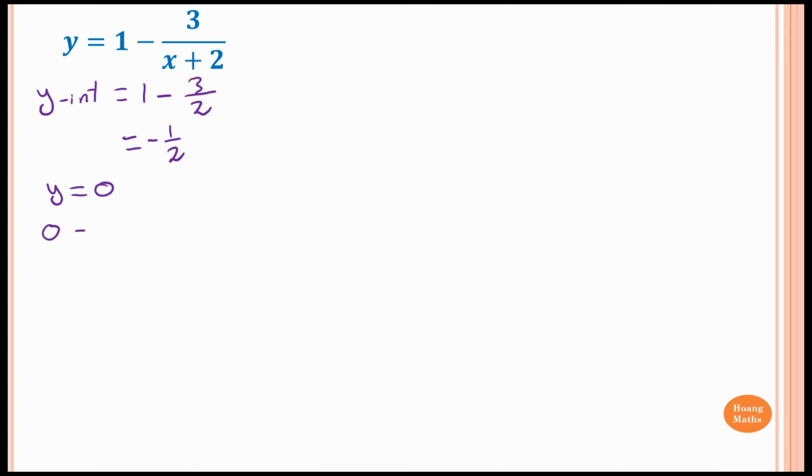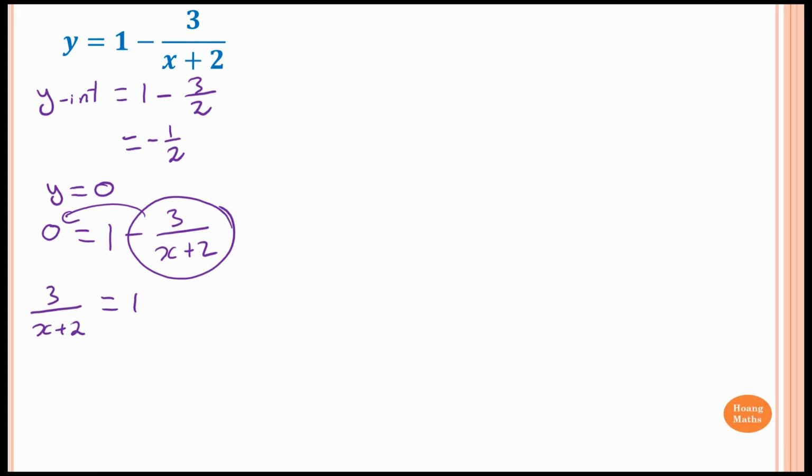So that is 0 equals 1 minus 3 over x plus 2. So I move this to this side, it becomes positive. So 3 over x plus 2 is equal to 1. Then I multiply by x plus 2 on both sides. So this becomes 3 is equal to 1 times x plus 2, which is x plus 2. So minus 2 on both sides, 1 is equal to x. So therefore, x is equal to 1. This is the x-intercept, and the y-intercept is a half.